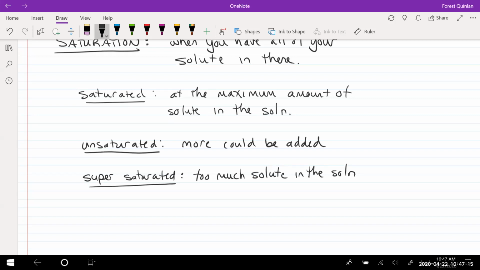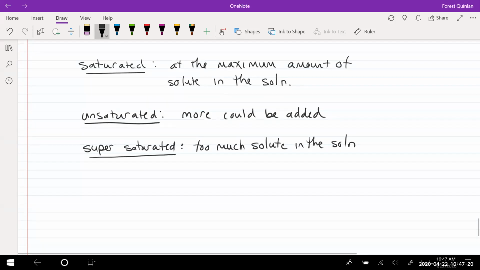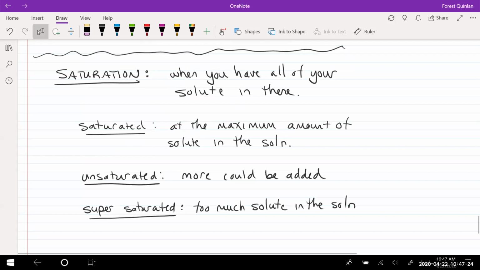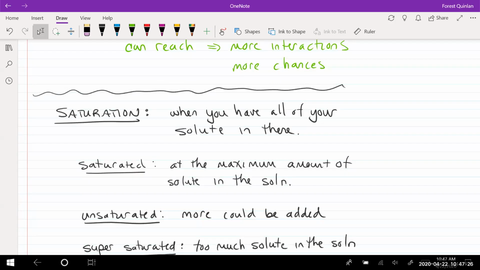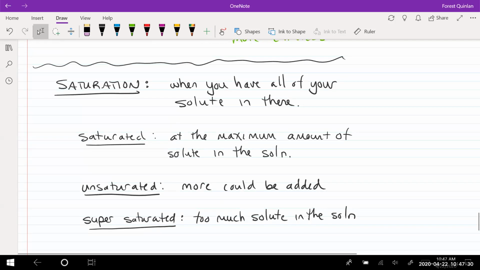There's too much solute in the solution. Can you scroll down a little? Now, you want just the black stuff, Yadira? Yeah, just the black. Thank you. Okay. Yeah, not a problem.